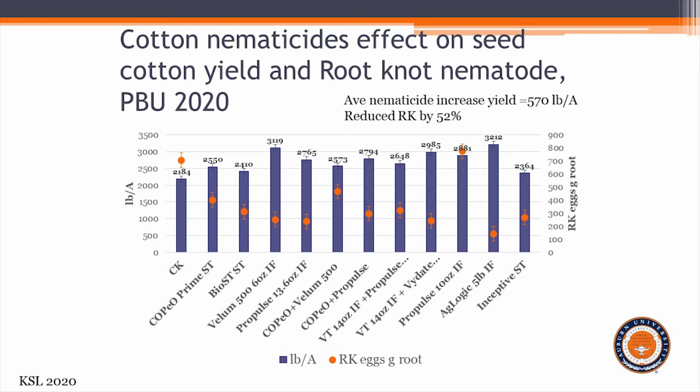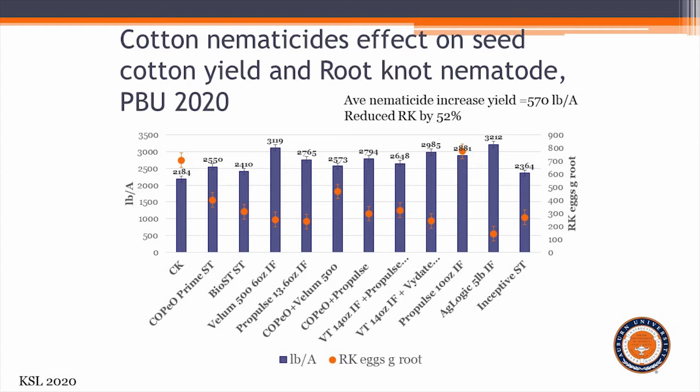I won't worry about statistics, but the top yielding ones were the AgLogic, which is the aldicarb. There was a Velum, 6 fluid ounces in-furrow spray, that did really well, and then also the Velum Total, 14 ounces, followed by that Vydate spray at pinhead square. Those were our top 3 yielding ones from this year.